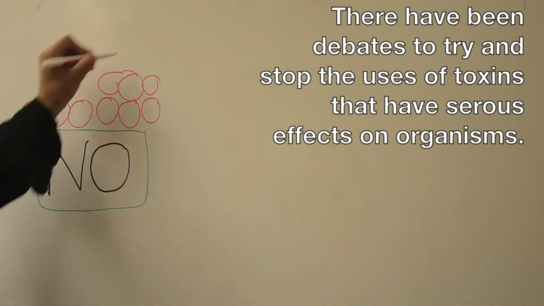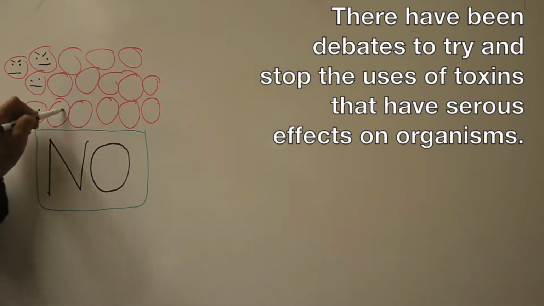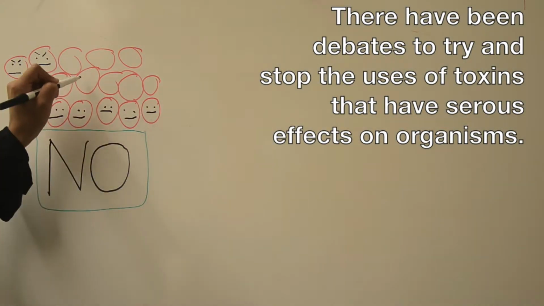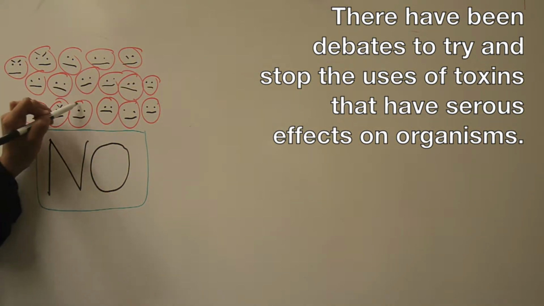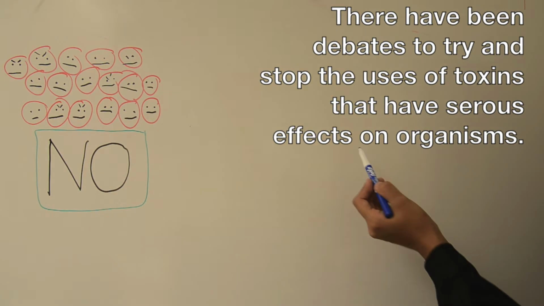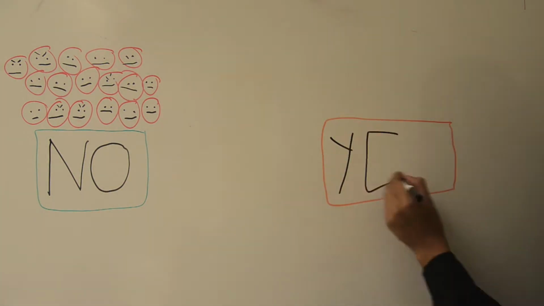There have been many debates to try and stop the use of toxins that have serious effects on organisms, especially the outcome it has on humans if the toxin travels back up the food chain through biological magnification. Some debates include the DDT controversy and the type of action needed to try and reduce the chance of mercury poisoning.